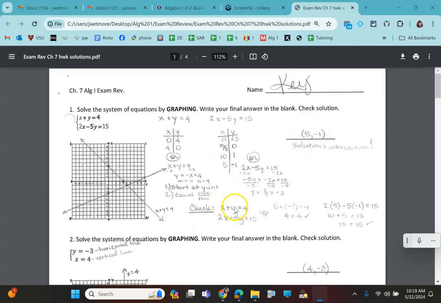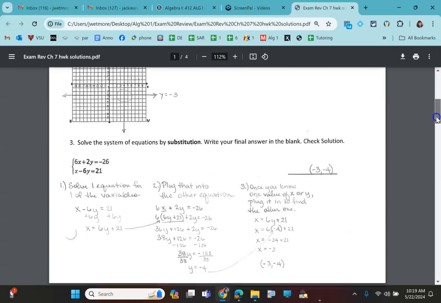5 in for x, negative 1 in for y would give me 4. And then if I put 5 in for x and negative 1 in for y in the other equation, you can see that over here, it does give me 15. So since when I plug that ordered pair back into both of those equations, it works in both equations, that is the solution to my system. All right, let's look at the next one.